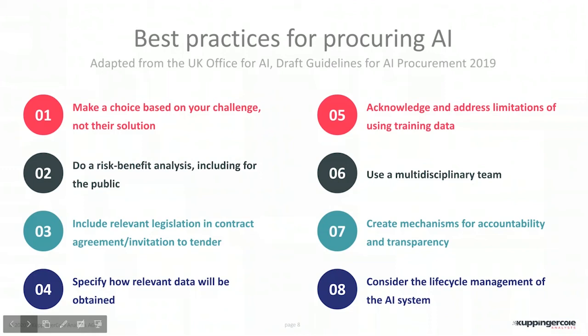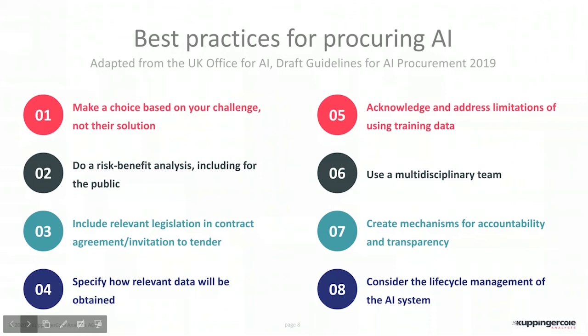And second is to do a risk-benefit analysis, including for the public. This is part of the ambiguous ethical responsibility that goes with using AI. If the technology you are considering procuring may cause harm to the general public, that could be eventually tracked down to you. Make decisions early about what your risk tolerance is, and if there's a high risk associated with technology, then start putting risk mitigation measures into place immediately.